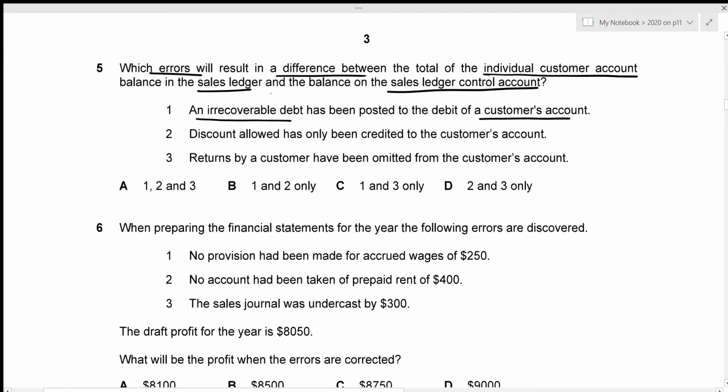And we know that irrecoverable debt is something that will reduce those receivables. But in case of sales ledger, it does not reduce the sales value. It only reduces the amount that we are yet to receive. So this obviously creates a difference, right?